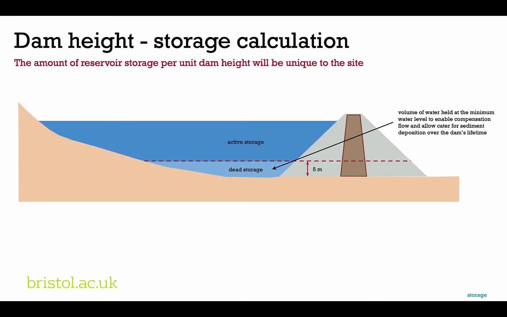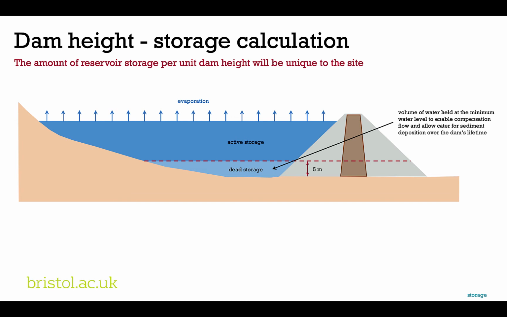Then above that minimum water level is what we call the active storage, and this is the storage volume that you have calculated to meet the demand with a 1% probability of it filling in any given year. So that is the value you've calculated there is the active storage. And so in order to figure out what height of dam you need, you're going to have to consider both the dead storage and the active storage.